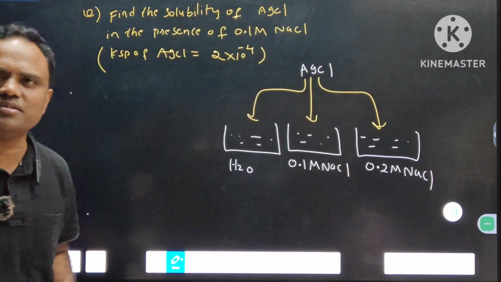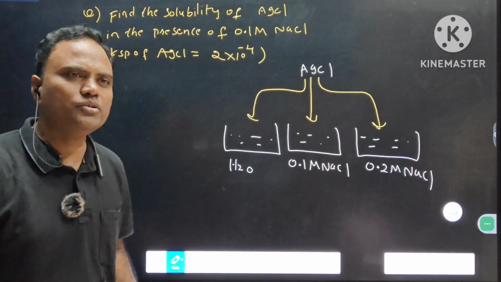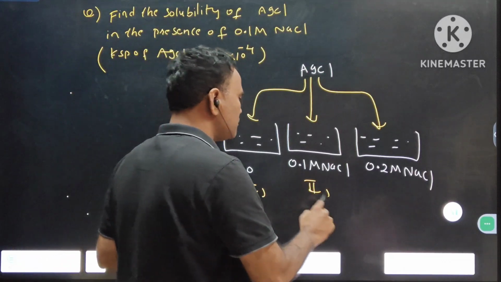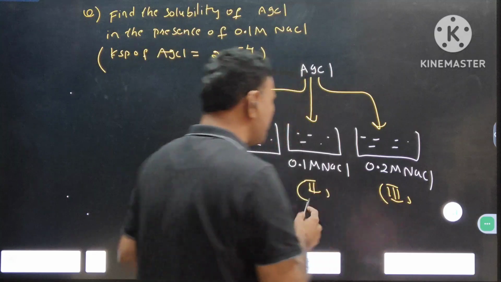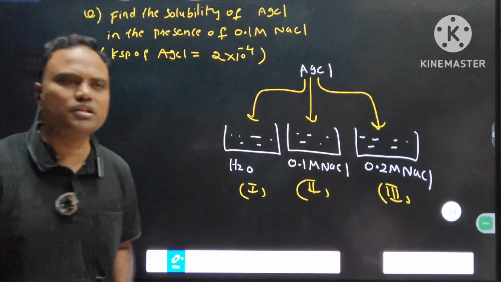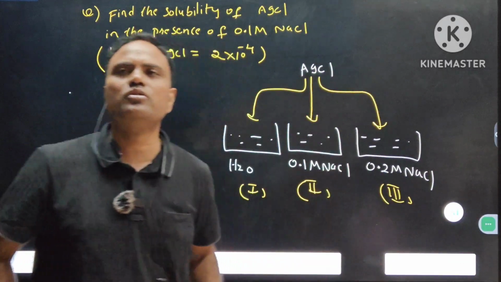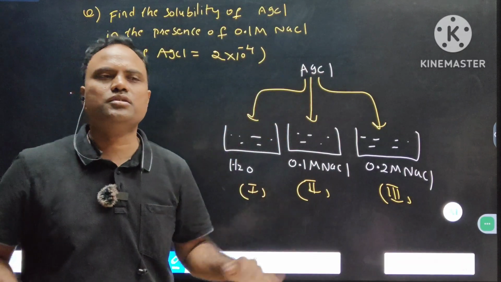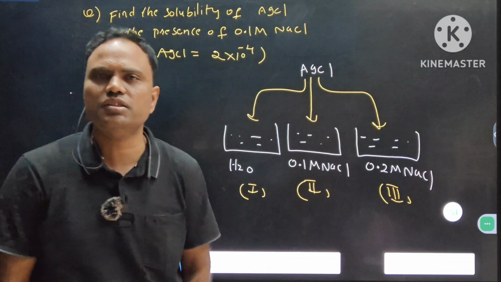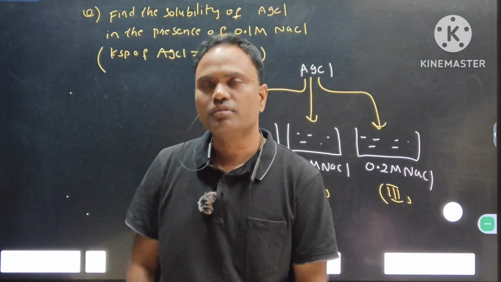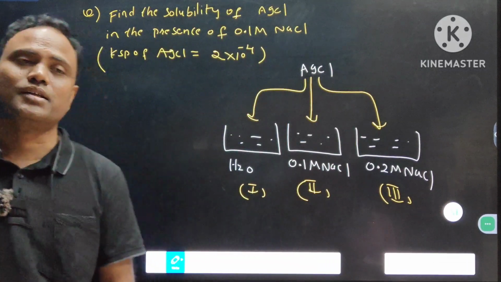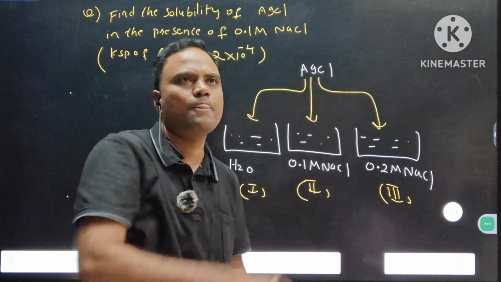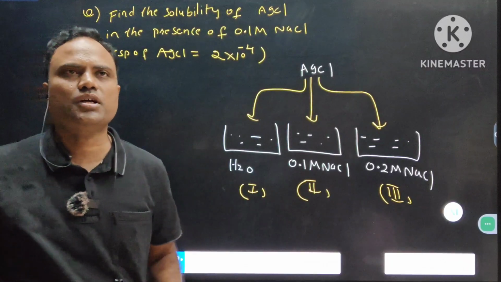My question is very simple. You can apply the logic here. In which beaker is AgCl more soluble? In beaker 1, water is present. In beaker 2, 0.1 molar NaCl is present. In beaker 3, 0.2 molar NaCl is present. You are dissolving AgCl salt in 3 beakers. In which beaker is it more soluble?